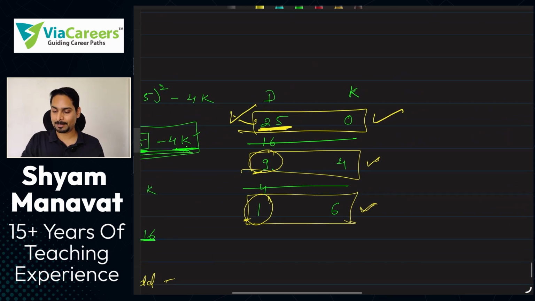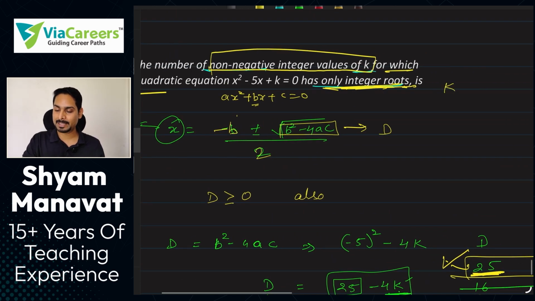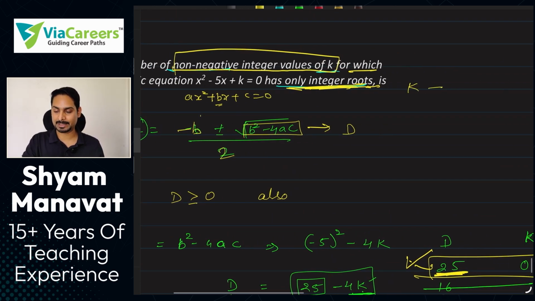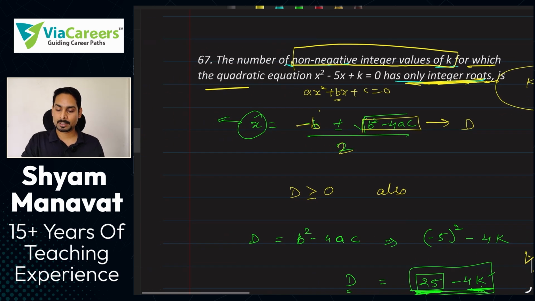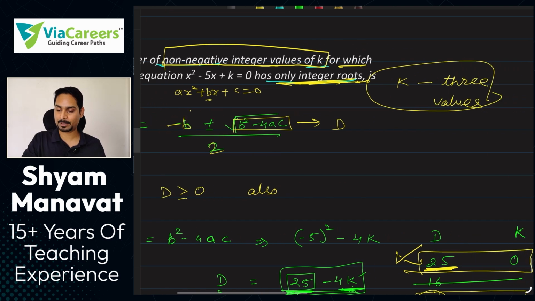Okay. So how many values of k possible? 1, 2, 3. So there are 3 values of k possible. So answer here is k can take 3 values. 3 values. Okay, this is also without option. That means type in the answer type of question. So here you will type 3.